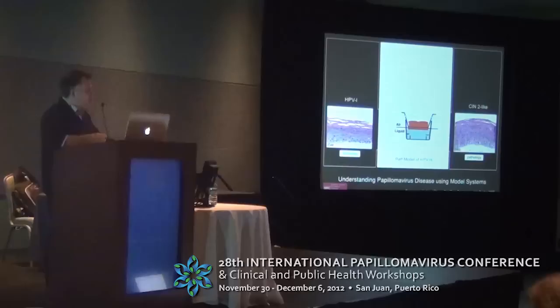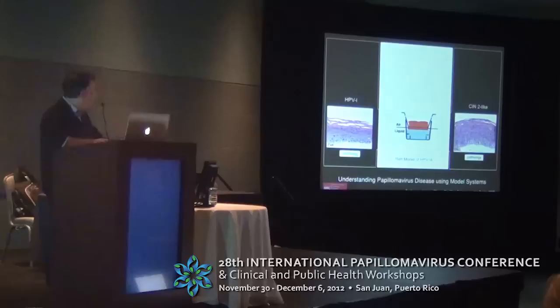So here we've put HPV-16 into keratinocytes, and then we've differentiated those keratinocytes in a raft culture system at an air-liquid interface. And we've got two different phenotypes. One looks a bit like a CIN2 on a pathology level. One looks a bit like a low-grade disease. And we've stained these with the markers.